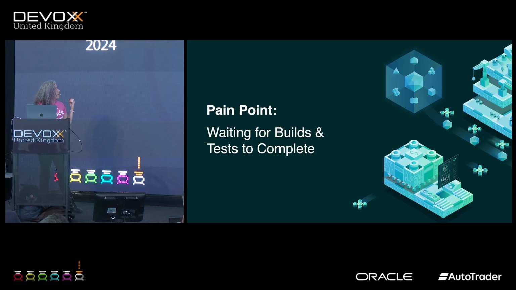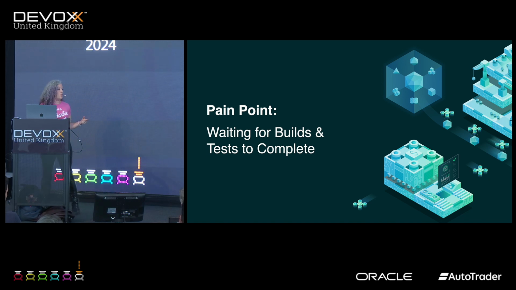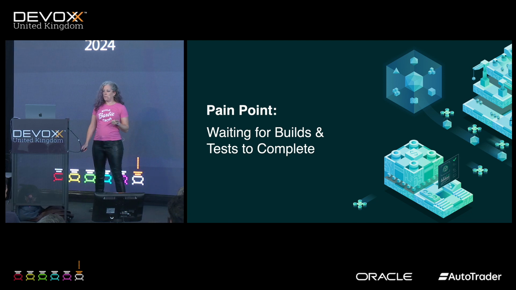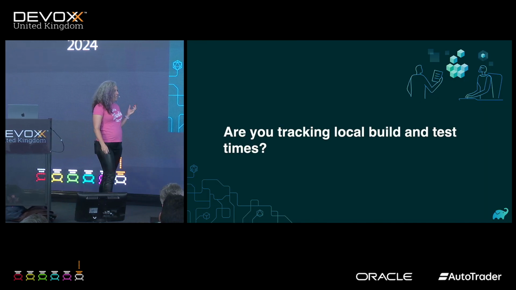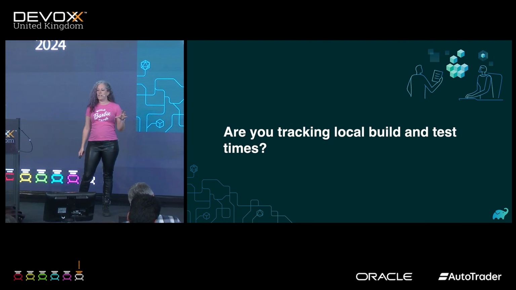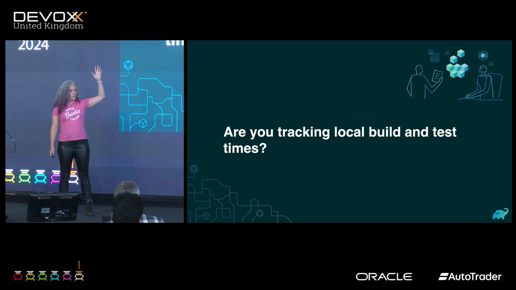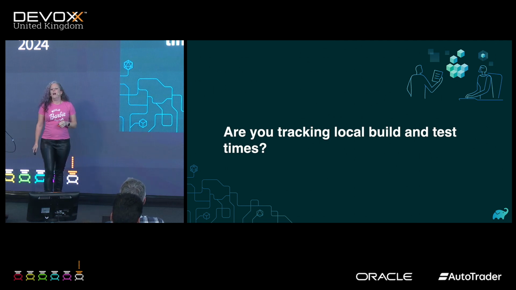So I'm going to talk you through 5 different pain points that DPE specifically can address, and some of the solutions we can be looking at to help address these pain points. The first pain point is waiting for builds and tests to complete. Again, like I said, I work for Gradle, so builds and tests are quite important to us. Is anyone here tracking how long it takes to run your local build and test cycle? Okay, that's pretty good. I would say 10, 15% of the audience.